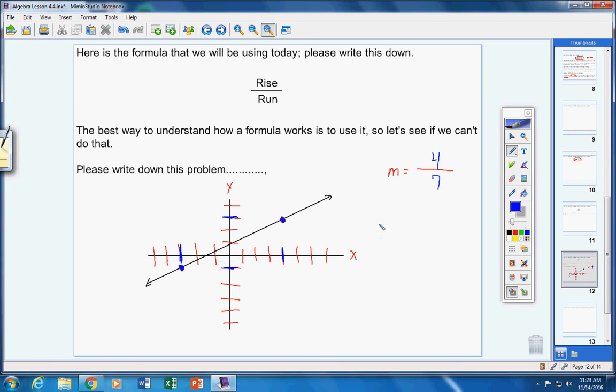So there we go. Now, is your slope going to be a positive 4/7 or a negative 4/7? Well, let's see. Here's the left side. Here's the right side. Going from left to right, is it going upward or downward? It's going upward. Okay, upward. So it's a positive slope. So there's your slope. Okay, let's try another one.